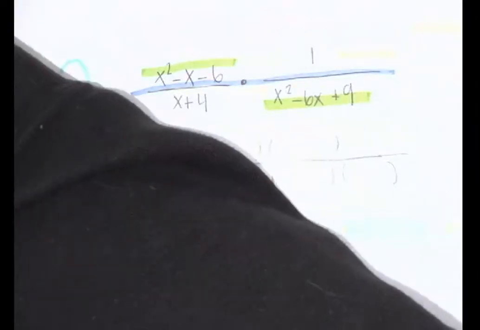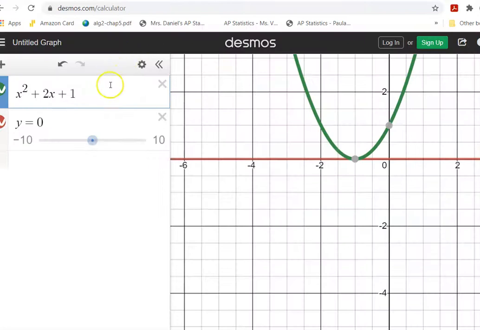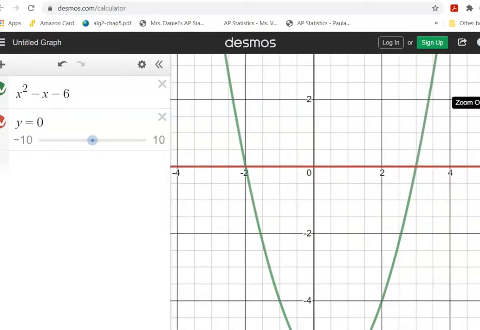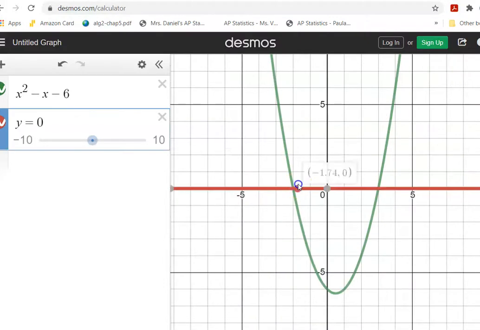So to factor these, I typically go to Desmos. I have x squared minus x minus 6. The x-intercepts on that are -2 and +3. I'm going to have to zoom out a little. So I'm going to write those down on my paper now and just stay on the Desmos screen.